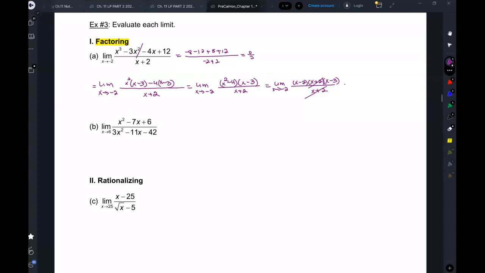So now I'm ready to plug in x equals -2. As soon as I'm ready to plug in x equals -2, I can no longer say limit. Okay? So now, let me just take another step and write it. So this is x minus 2, x minus 3. Now I plug it in and I get -2 minus 2, -2 minus 3. This is equal to 20.